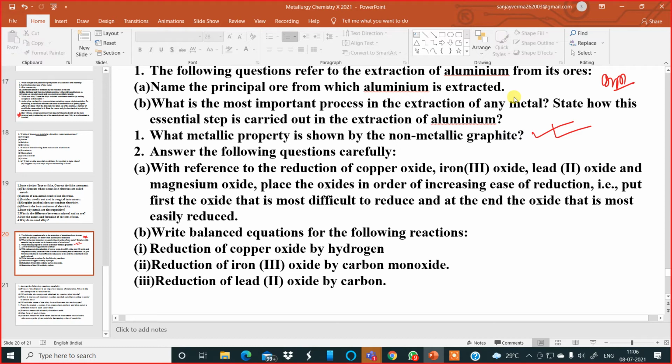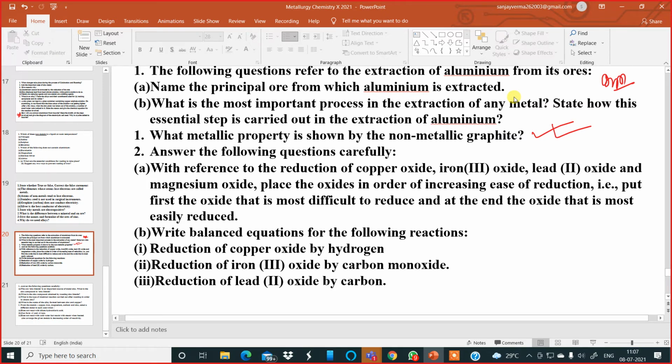Number 2, answer the following questions carefully. Okay. With reference to reduction of copper oxide, iron 3 oxide, lead 2 oxide, and magnesium oxide, place the oxides in the order of ease of reduction. Put first the oxide that is most difficult to reduce, and at the end the oxide that is most easily reduced. So this you have to check. I have done this in the last class also, and it is there in your textbook also, how to reduce these oxides. Okay, you have to place them in the order of increasing ease of reduction.